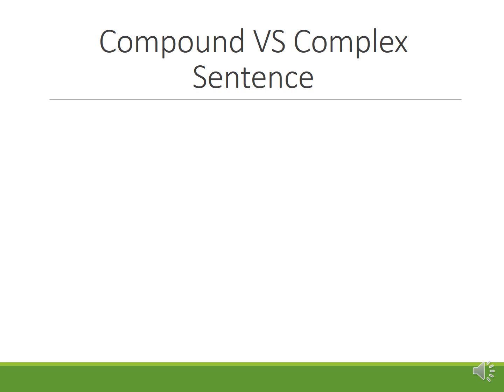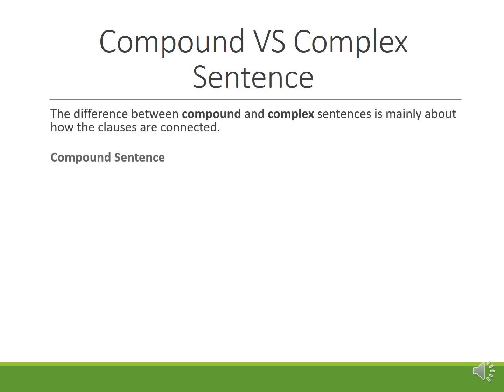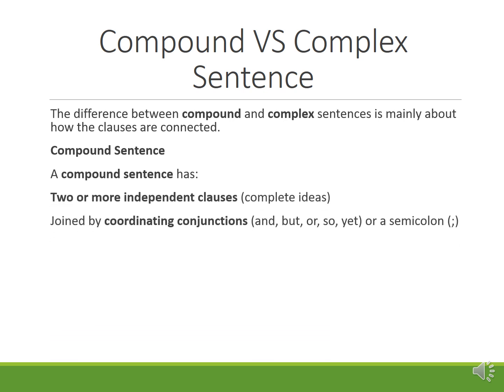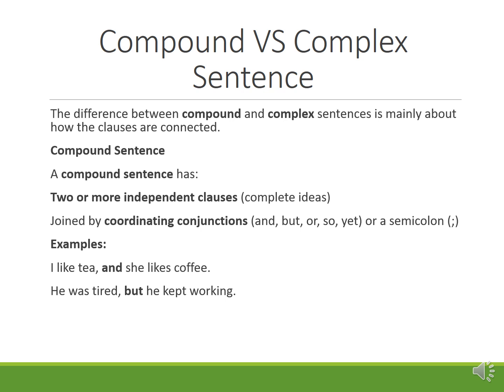Compound versus complex sentences. The difference between compound and complex sentences is mainly about how the clauses are connected together. A compound sentence has two or more independent clauses, complete ideas, joined by coordinating conjunctions like and, but, or, so, yet, or a semicolon. For example, I like tea and she likes coffee. He was tired, but he kept working. Both parts can stand alone as full sentences.